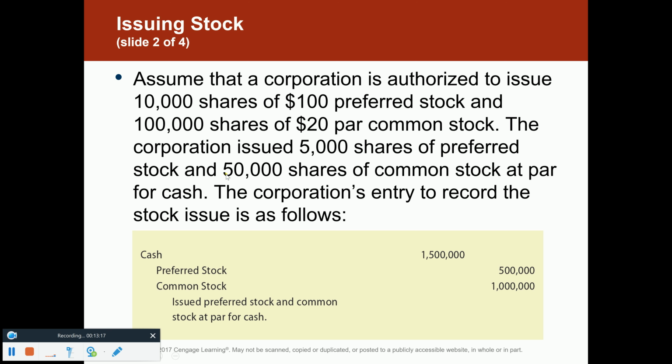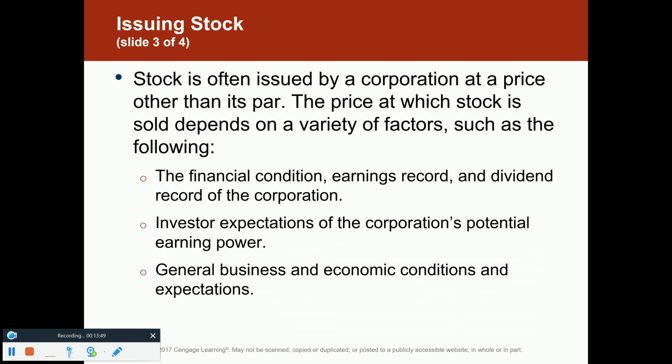The common stock, we issued how many shares? 50,000 shares. And the par value is 20. 50,000 times 20 is $1 million. So we issued the shares of stock. All right, these are equity accounts. And the company receives cash of $1.5 million. Once again, like I said earlier, if we issued these shares of stock for more than the par value, we'd have another equity account called additional paid-in capital. And that's what these slides are saying.